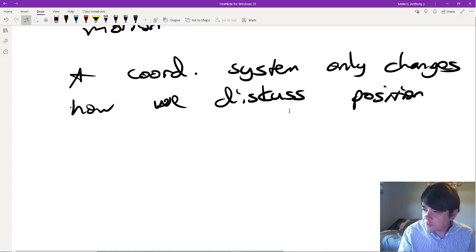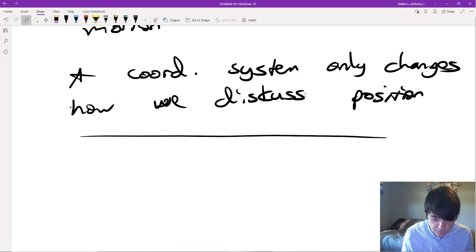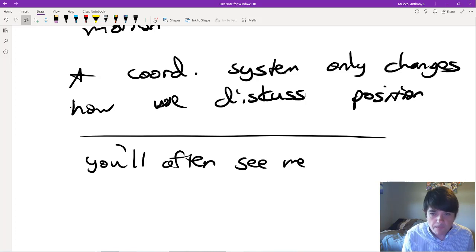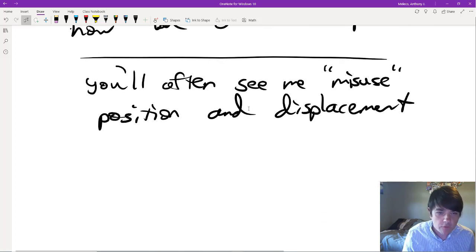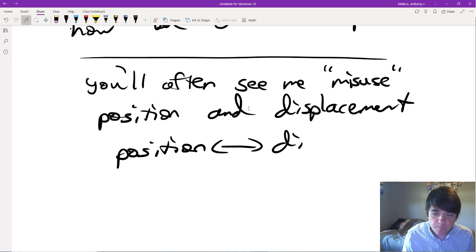So there's one other thing I want to talk about with position, distance, displacement. You'll often see me misuse, I guess is the proper term here, position and displacement. That is okay because another definition for position is displacement, I guess, in a way. So you'll see me kind of use these at the same time.